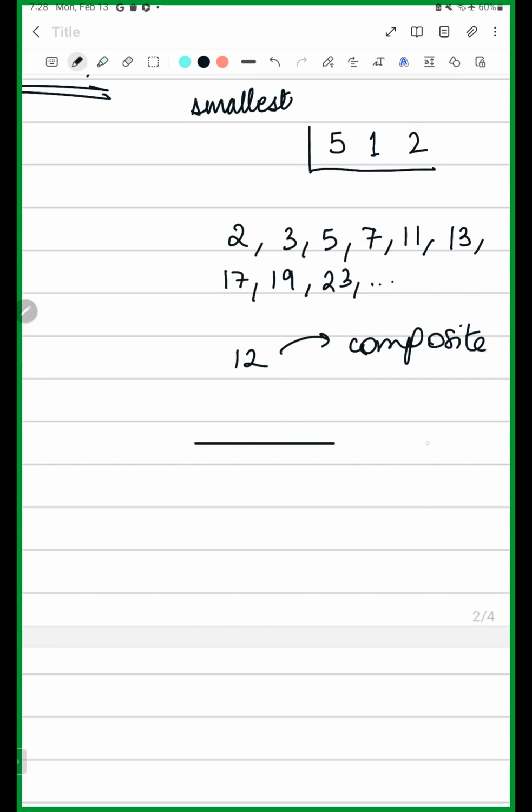For example, 17. It doesn't have any factors. See, 2 is not a factor. 3 is not a factor. 4 is not a factor. 5 is not a factor. 6 is not a factor. No number is a factor of 17 other than 1 and 17. So 17 is a prime number. Did you understand what a prime number is?